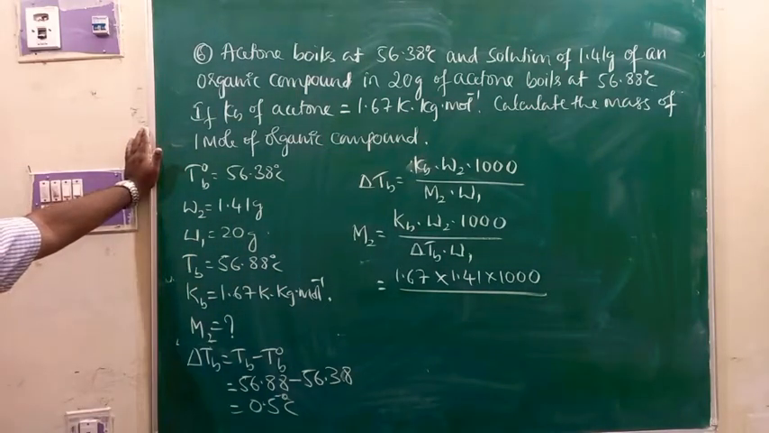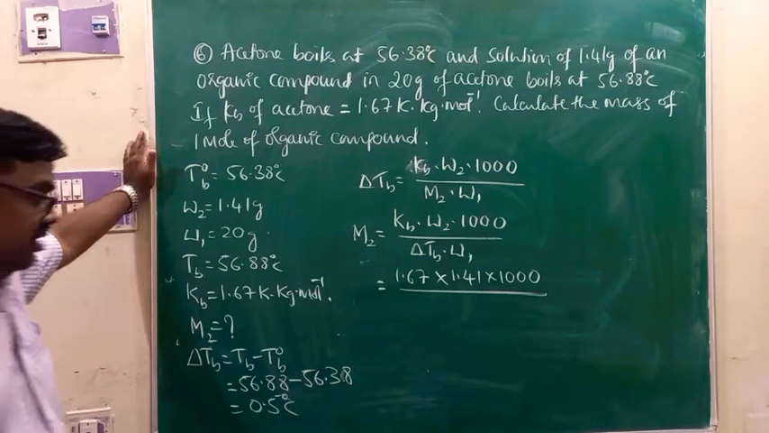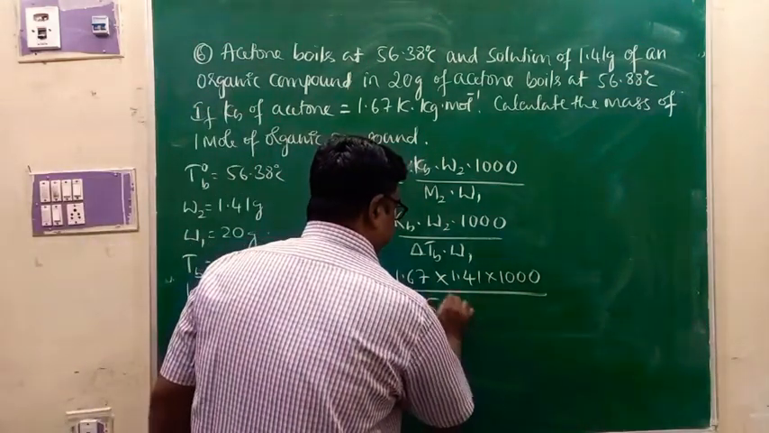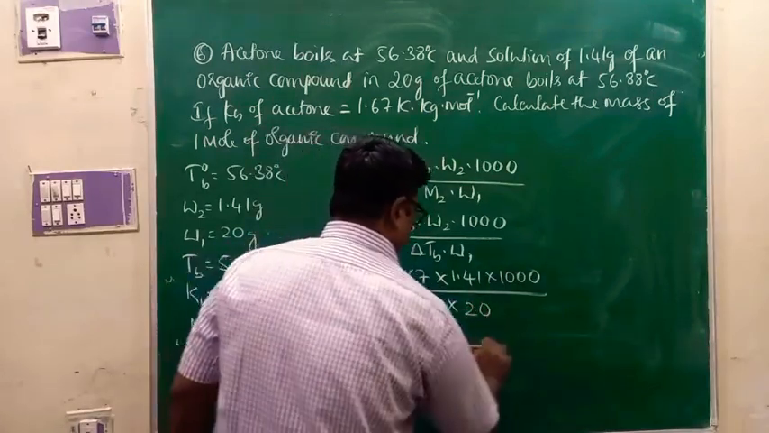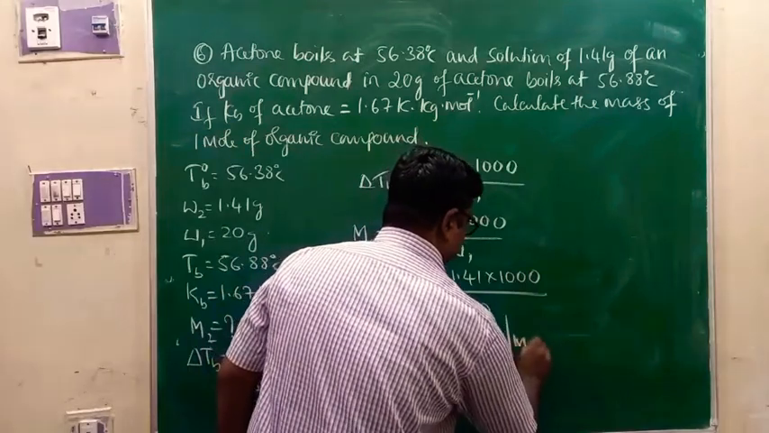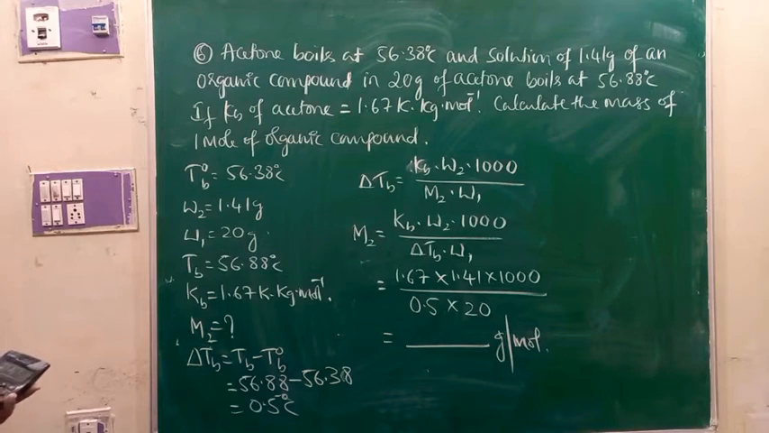That is 0.5 degrees Celsius or 0.5 kelvins, into mass of solvent which is 20 grams, right? And simplify, you will get the molecular mass in gram per mole, right? Then it comes out to be 235.47.